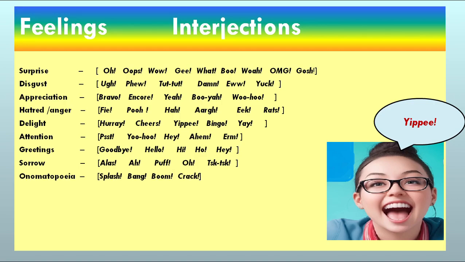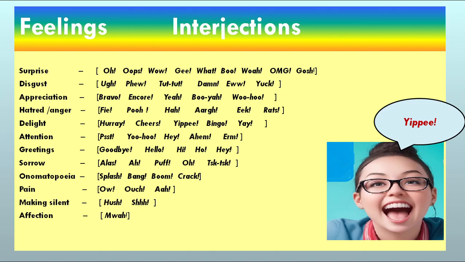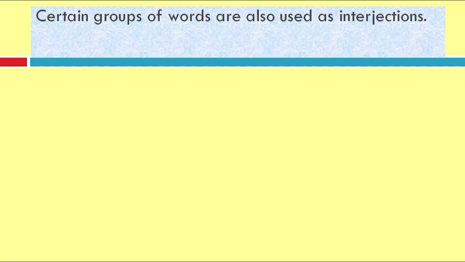Onomatopoeic words like splash, bang, boom, crack are also interjections. What are onomatopoeic words? These words express the sound that they make. For expressing pain, we use ow, ouch, ah. For making someone silent, we use hush, sh. For showing affection, mwah.